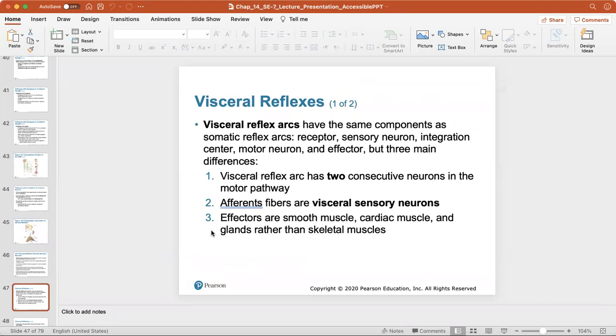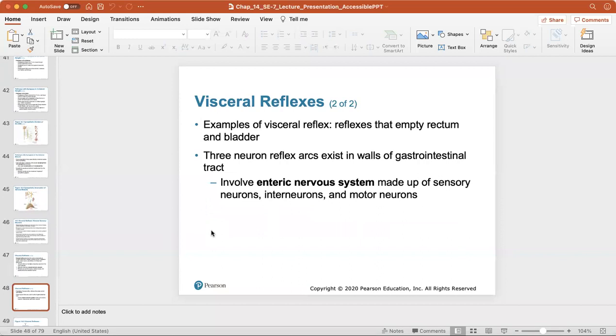Visceral reflex arcs have the same components as somatic reflex arcs that you do need to know: the receptor, sensory neuron, integration center, motor neuron, and effector. But there are three main differences. The visceral reflex arc has two consecutive neurons in the motor pathway. The afferent fibers are visceral sensory neurons, and the effectors will always be smooth muscle cells in your internal organs. Again, this is all involuntary, subconscious control, of cardiac muscle and glands rather than skeletal muscles.